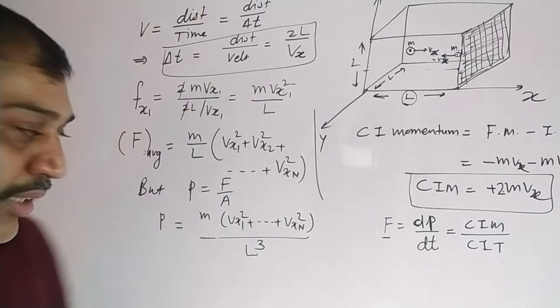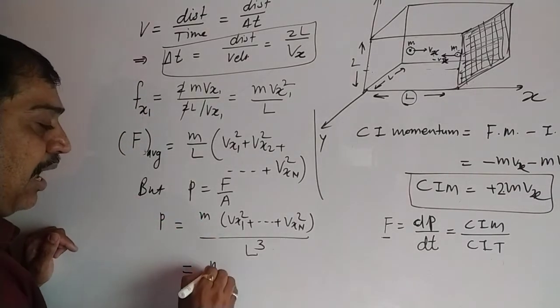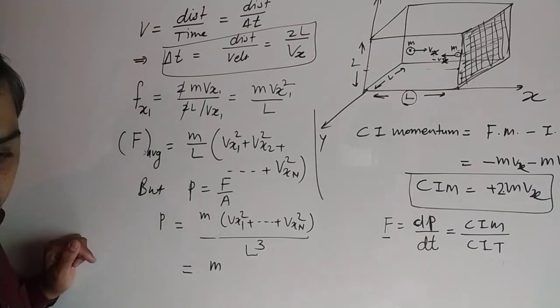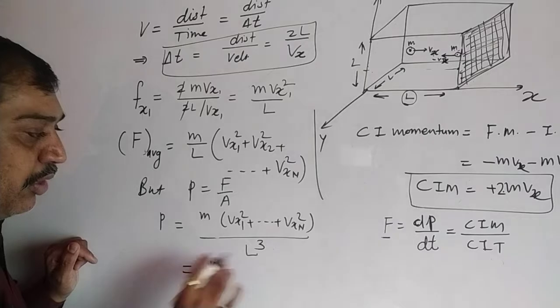Volume. That we know, that is nothing but a volume. Further, the same equation can be written as m into Vx square. So this is the same thing, just we'll do one more thing.